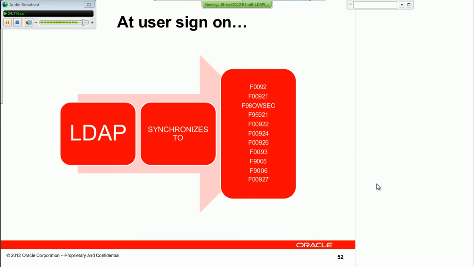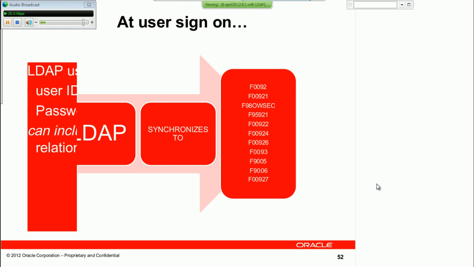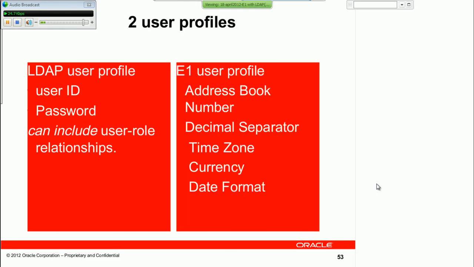Here you can see some of the tables that LDAP synchronizes to in EnterpriseOne, and a small comparison of LDAP versus E1 and what they're concerned with. When pulling information from LDAP, EnterpriseOne is only concerned with the user ID, the password, and the role relationship. In EnterpriseOne specific, we use the user profile address book number, decimal separator, time zone, currency, and date format, all of which LDAP is not concerned with. And again, think of roles as groups in LDAP.